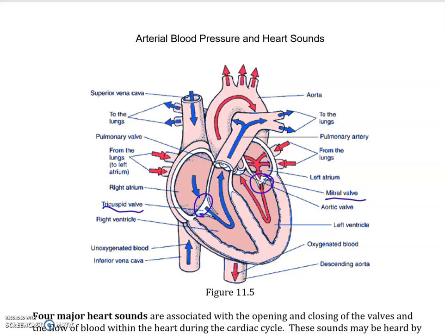Either way, so the AV valves, when they close, you hear the lub sound in your stethoscope, and when the semilunar valves close, they would be right here. So this one here is the pulmonary semilunar valve, and then barely visible right here, this would be the aortic semilunar valve. These 2 valves, when they close, these semilunar valves, note how they're closer to the surface. You hear it kind of louder, the dub sound, although these valves are not as big as the AV valves.